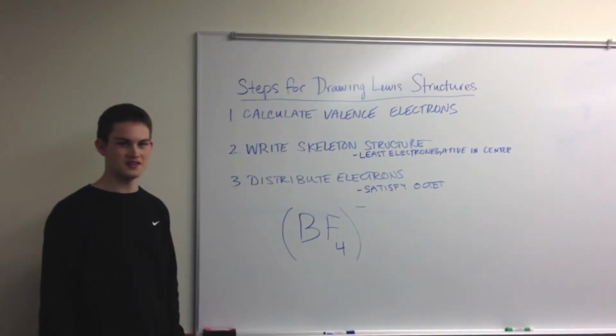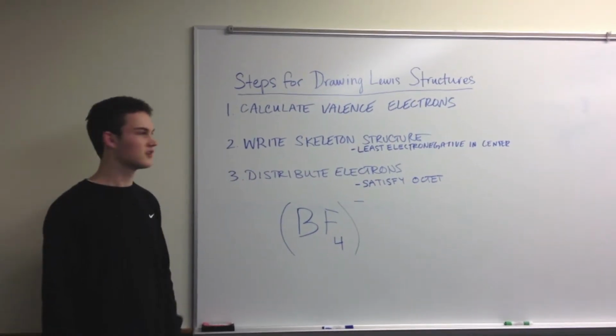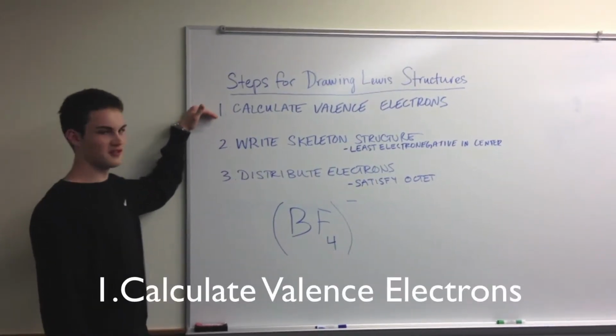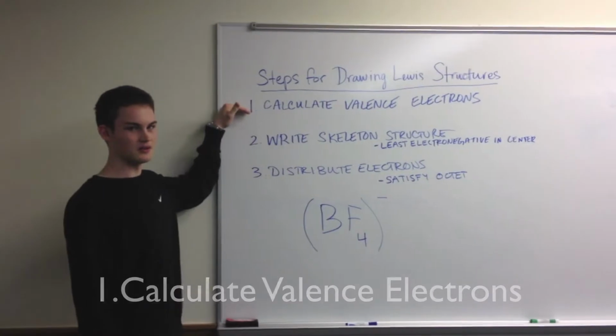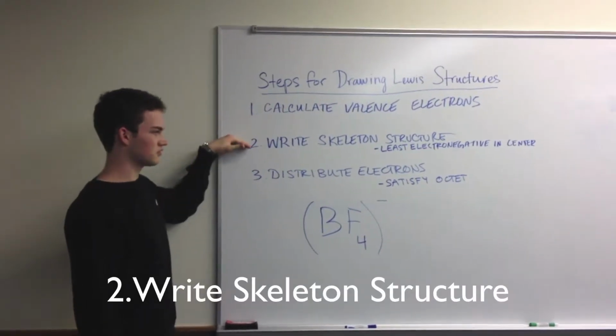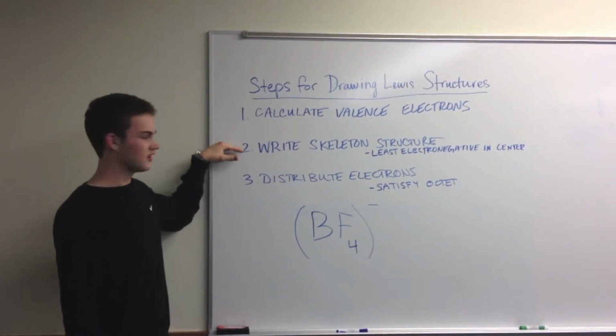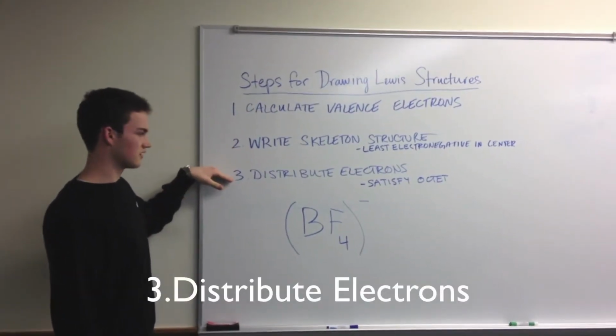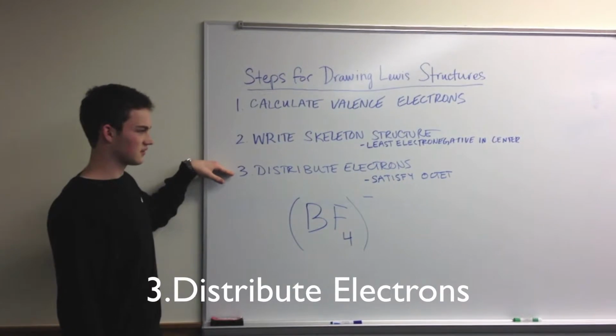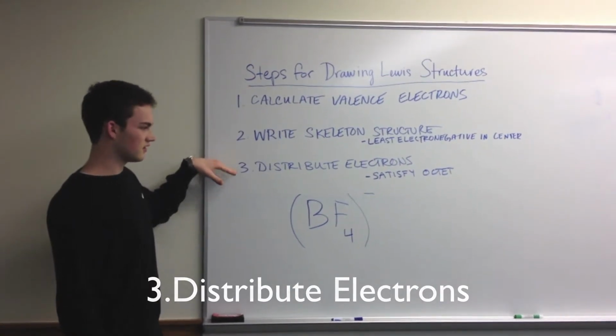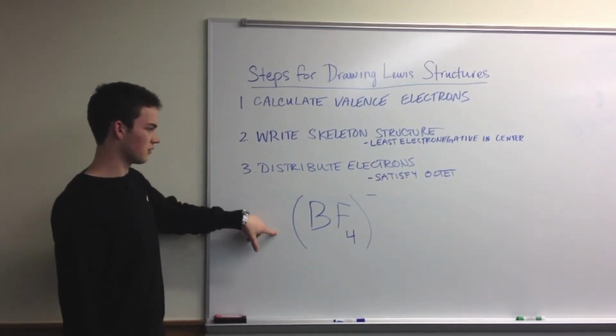Now we're going to talk about the steps for drawing a Lewis dot structure. First step is to calculate the number of valence electrons in the molecule. Next, you want to write the skeletal structure, making sure to put the least electronegative element in the center. And lastly, you want to distribute the electrons, making sure to satisfy the octet rule for all elements. The example we're going to be doing is BF4-.